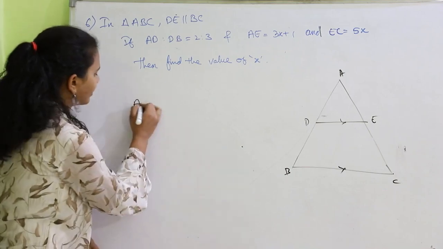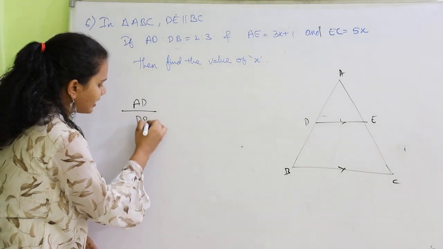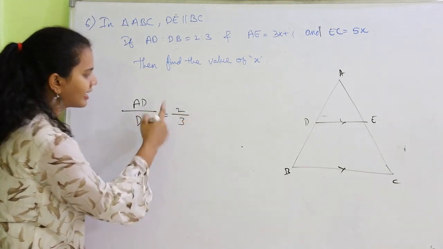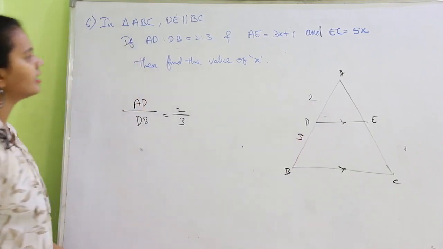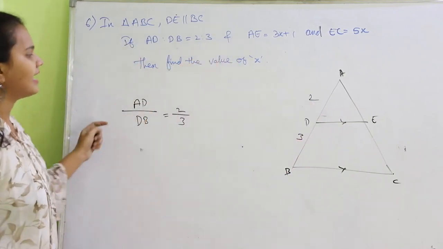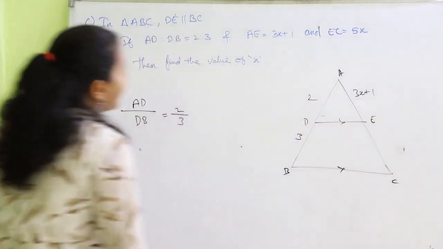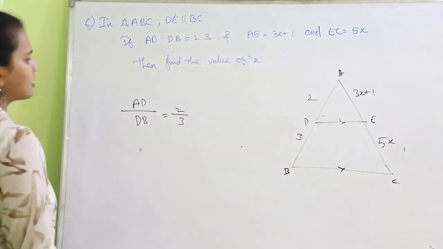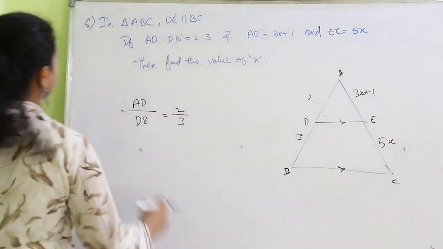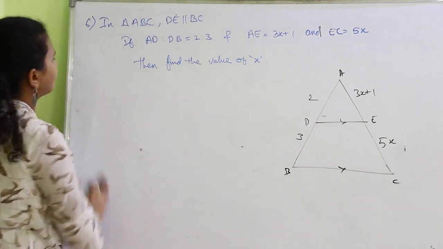So I can write this as AD by DB equals 2 by 3. Right? So let this be 2, let this be 3. Clear? Now this is the AE value, where AE equals 3x plus 1 and EC equals 5x. Clear? Then find the value of x. So here they asked to find the value of x.